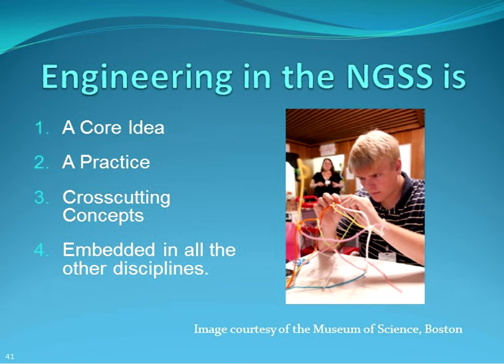And third, they're also related to the cross-cutting concepts. And in particular, a couple of them, which I'll be talking about later, the idea that science and engineering are interrelated, dependent on each other, and that science and engineering affect society and the environment, which in turn affects science and engineering. So it's related to cross-cutting concepts, and then it's embedded in all the other disciplines.